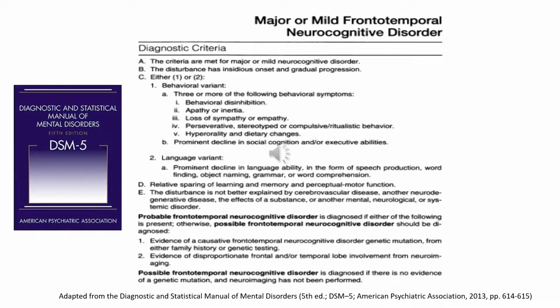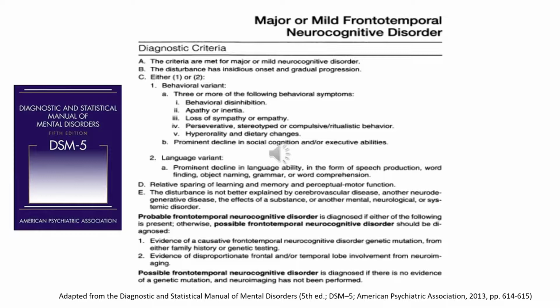Today, frontotemporal dementia, or frontotemporal neurocognitive disorder, as it is referred to in DSM-5, or if respective biomarkers are present, frontal lobar degeneration, subsumes several syndromes, including primary progressive aphasia, semantic dementia, and Pick's disease.